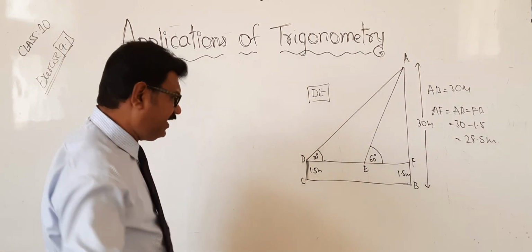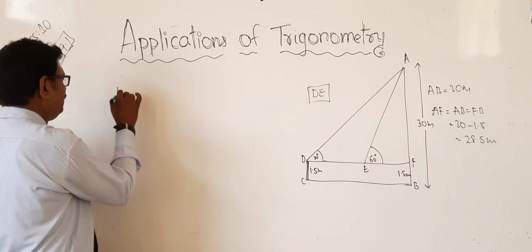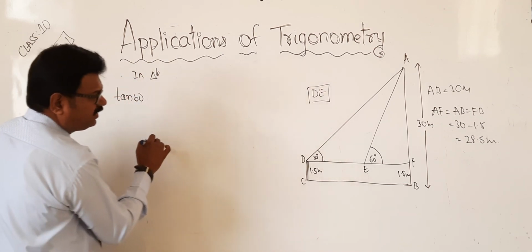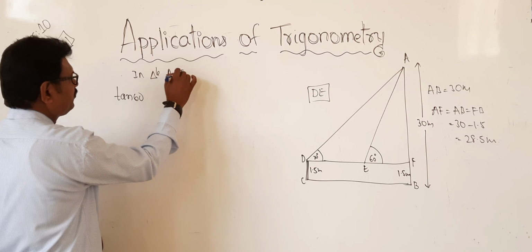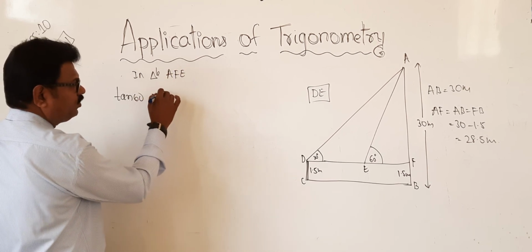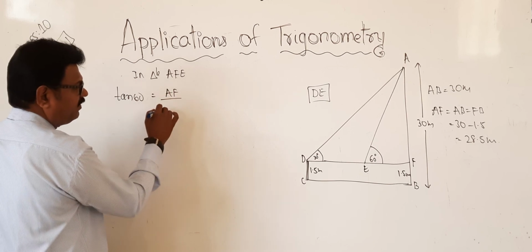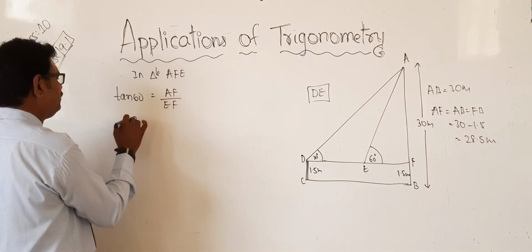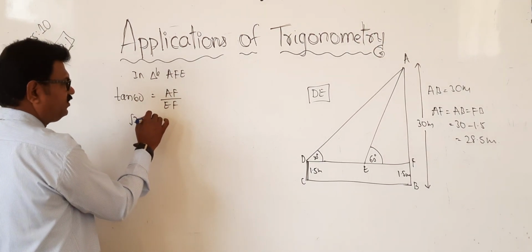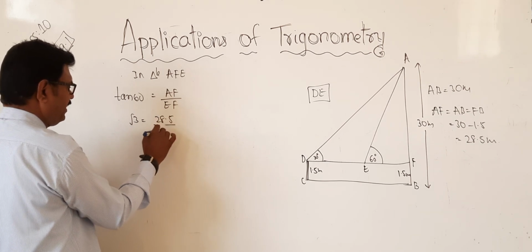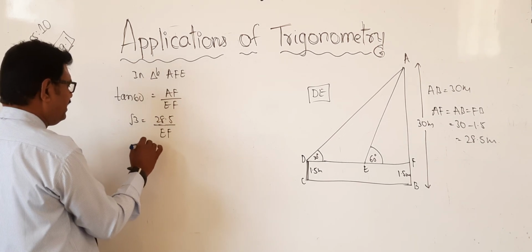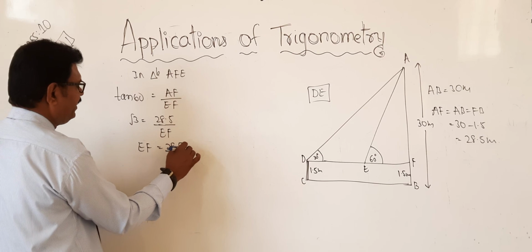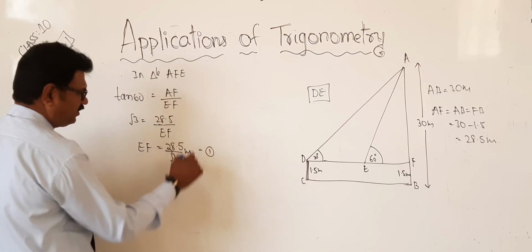Very good. Tan 60. You can take it clearly. In triangle AFE, tan 60 equals AF divided by EF. EF we don't know. Therefore, tan 60 is root 3, equal to AF, which is 28.5, divided by EF. Therefore, EF equals 28.5 by root 3 meters. This is the first one.